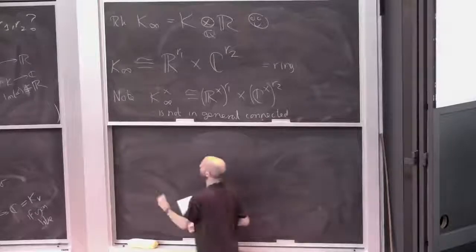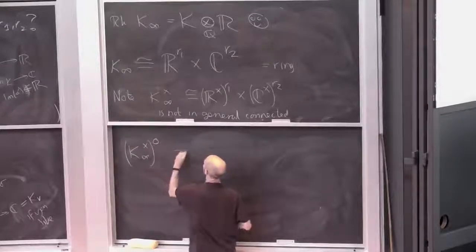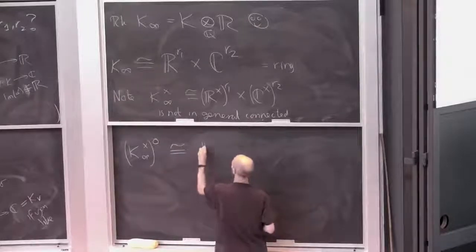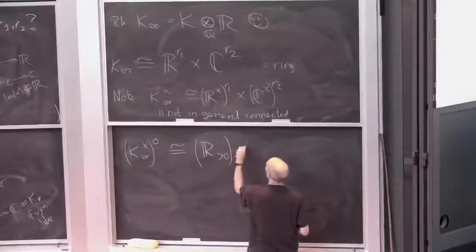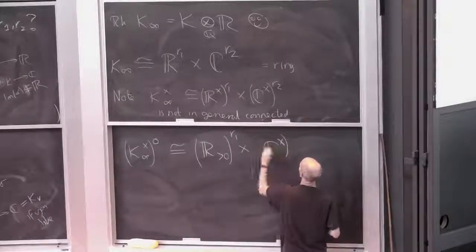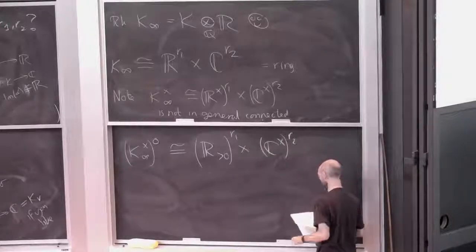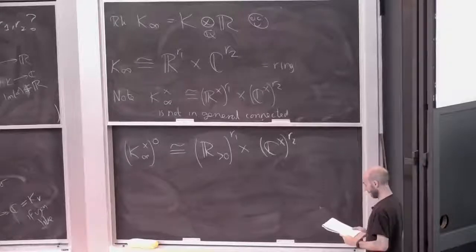Okay, and so what we see is that K infinity star, the connected component, is just isomorphic to the positive reals to the power R1 cross C star to the R2. It's just kind of a handy thing to know. There we go.